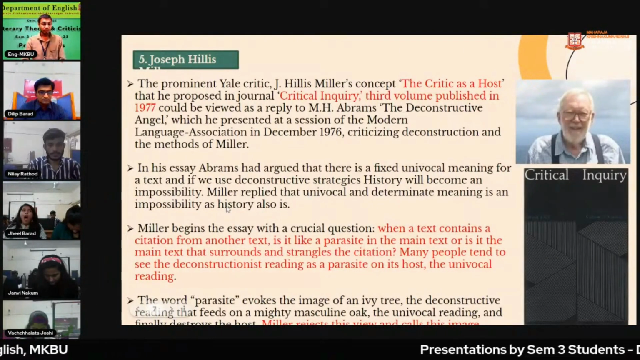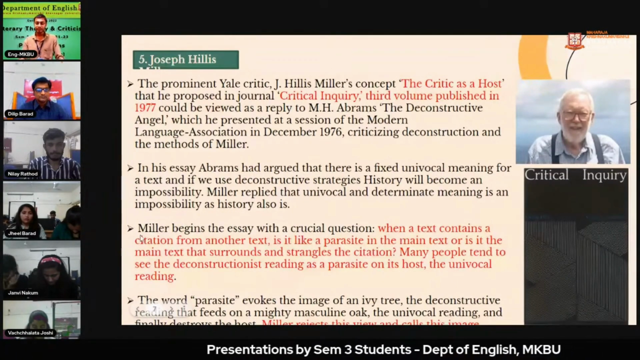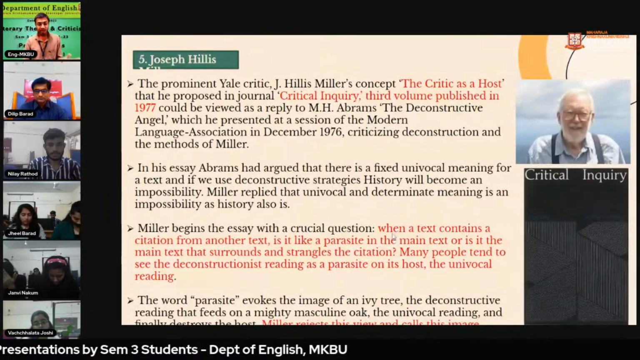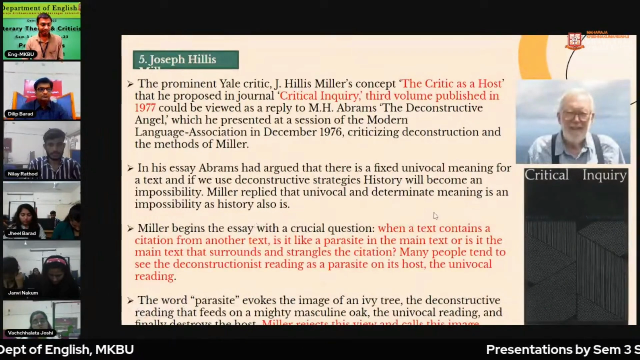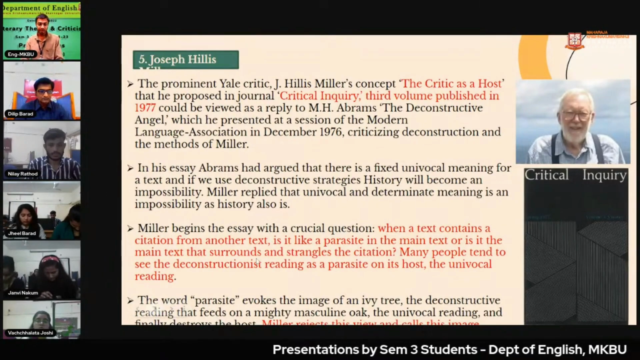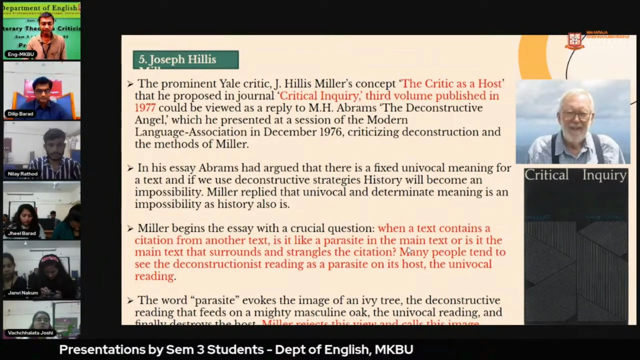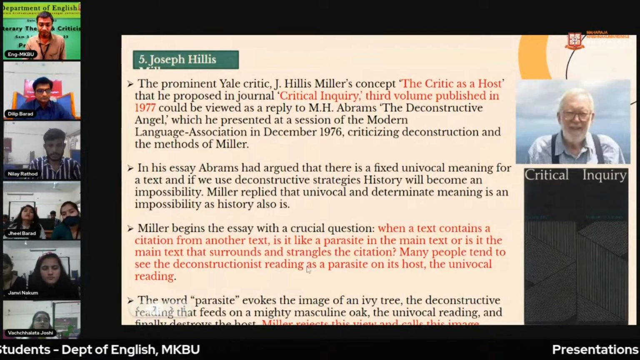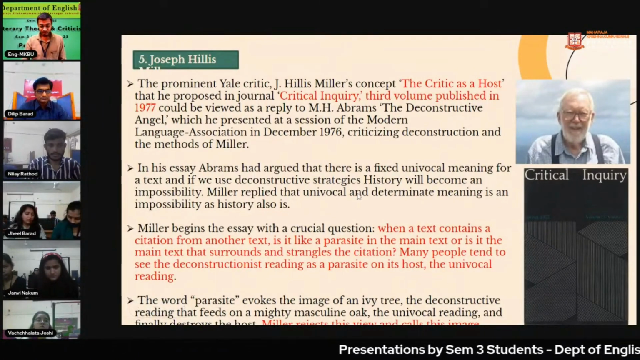And now Miller begins the essay with a crucial question. So in his essay, he asks: when a text contains a citation from another text, is it like a parasite in the main text, or is it the main text that surrounds and strangles the citation? So this is not the idea that was liked by Miller. Many people tend to see the deconstructionist reading as a parasite on its host, the univocal reading. Okay, and let us go ahead.